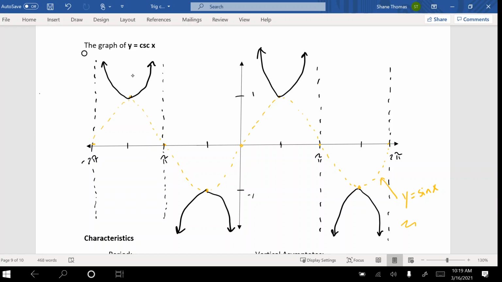And that is just the inverse of your function the whole way across. Okay? You look at it, what's it doing? It's doing the complete opposite at every point. All right?